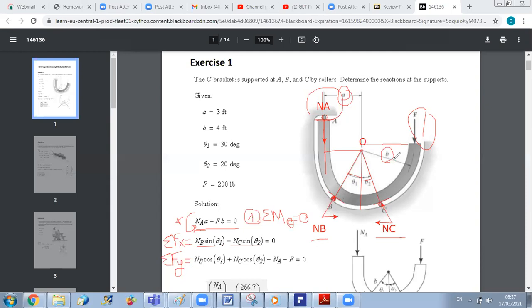Now the third relation, sum of y equals 0. What are the forces along y? You have minus NA, minus F, and plus the components of NB and NC on y. So you see that NB has a positive projection and also NC has a positive projection along y. And since these forces are making angles theta 1 and theta 2 with y, to project, I do cosine. So it's plus NB cosine theta 1 plus NC cosine theta 2 minus NA minus F equals 0.